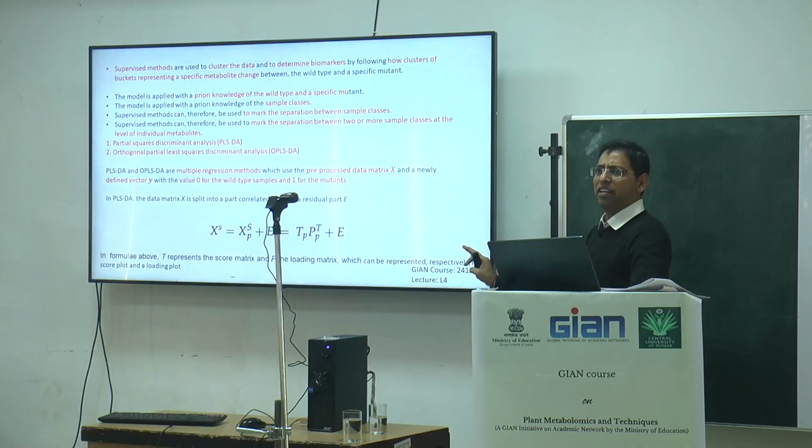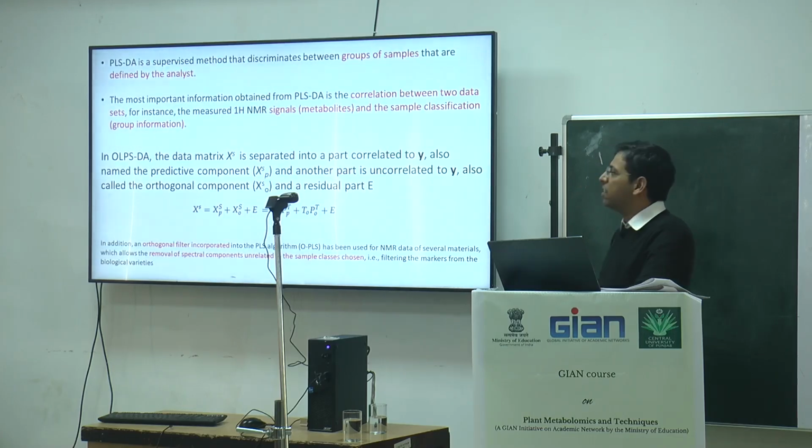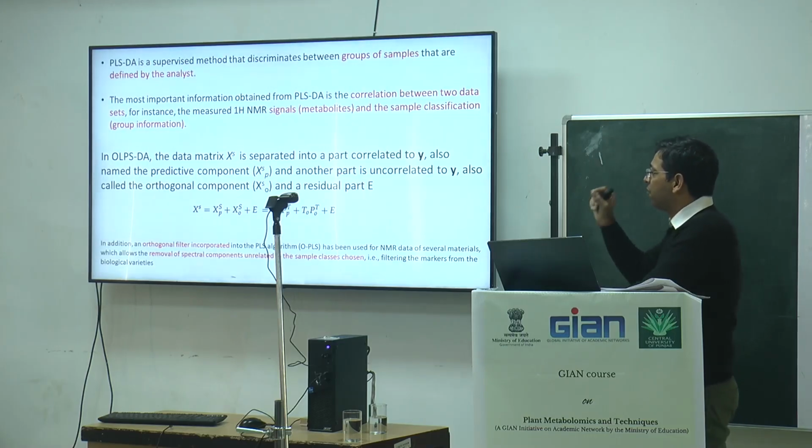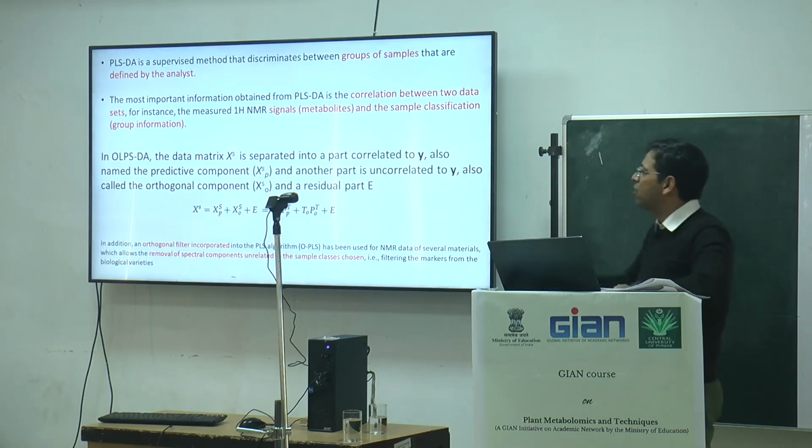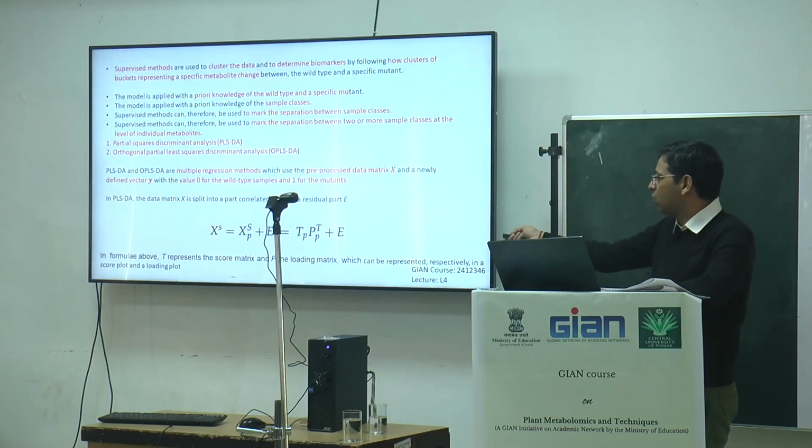E is the constant, the residual of every experiment. It is a little bit different sometimes. So this is giving the information about the loading matrix as well as the score matrix. Now, if you go with the second one, PLSDA is a supervised method that differentiates between the groups of samples that are defined by the analytes. So now I want to differentiate all of you on the basis of how much money you have. So money is the analyte and I can differentiate you. When you know one variable, you can differentiate on the basis of PLSDA by using this equation.